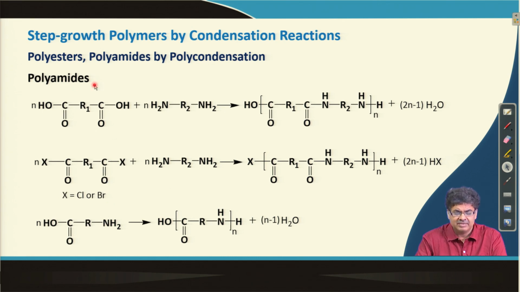Similarly, polyamides can be synthesized using diacids and diamines or diacid halides and diamines. In this case, the polymer contains amide bonds in the backbone, or it can be synthesized from a monomer of the amino acid type, where on one side we have an amino group and on the other side we have an acid group. They can self condense with each other and make a polycondensation product or step growth polymers, polyamides.